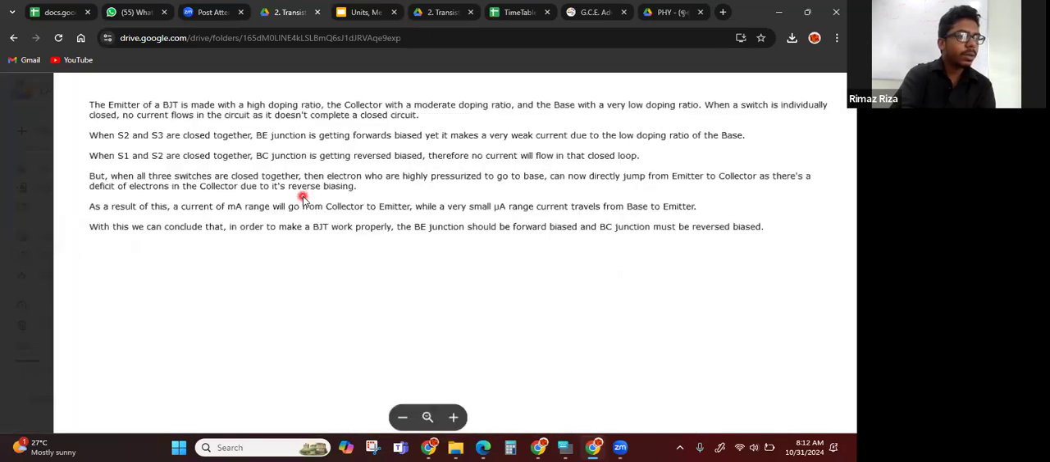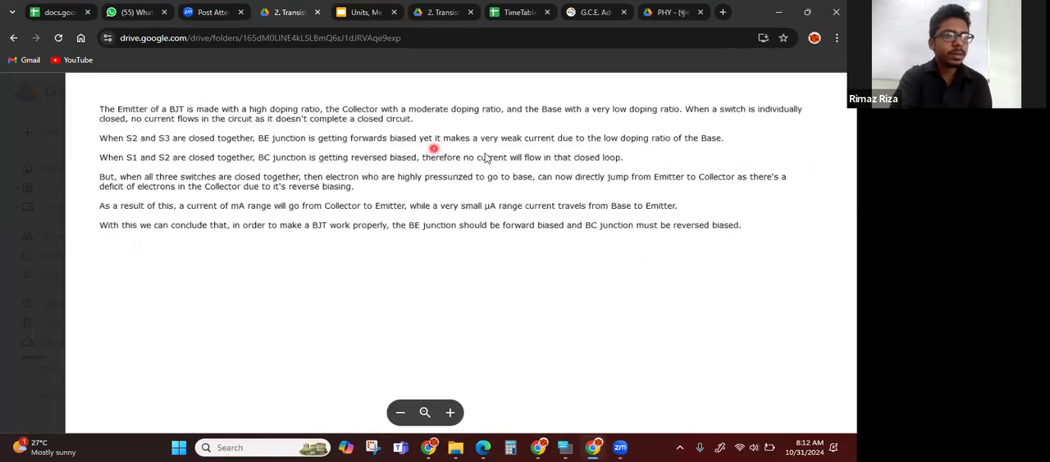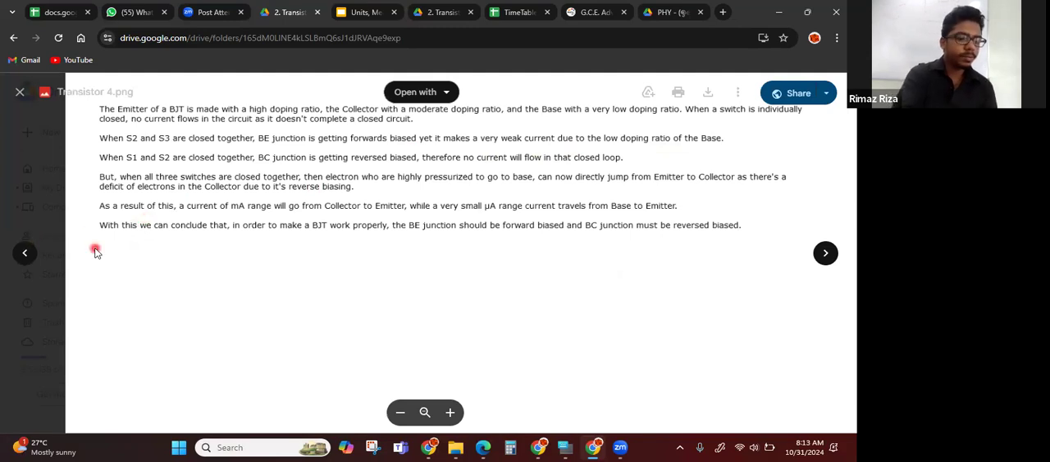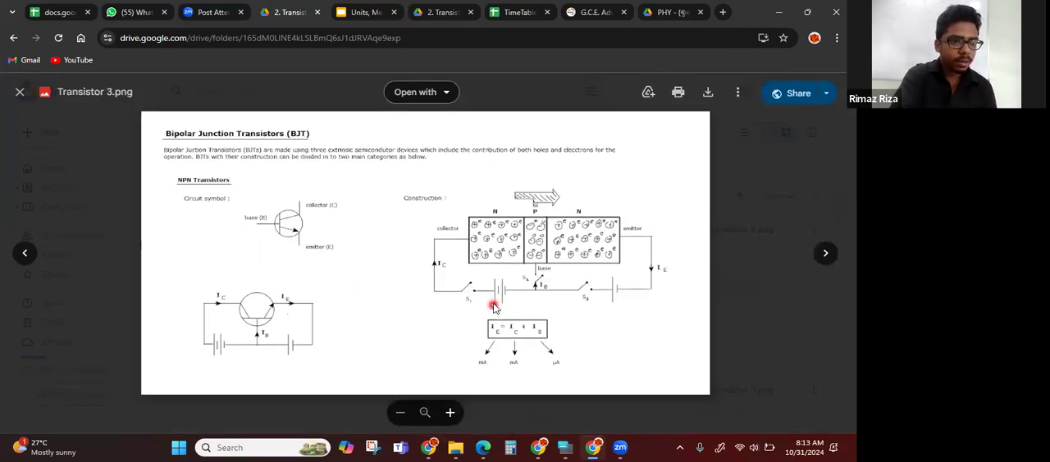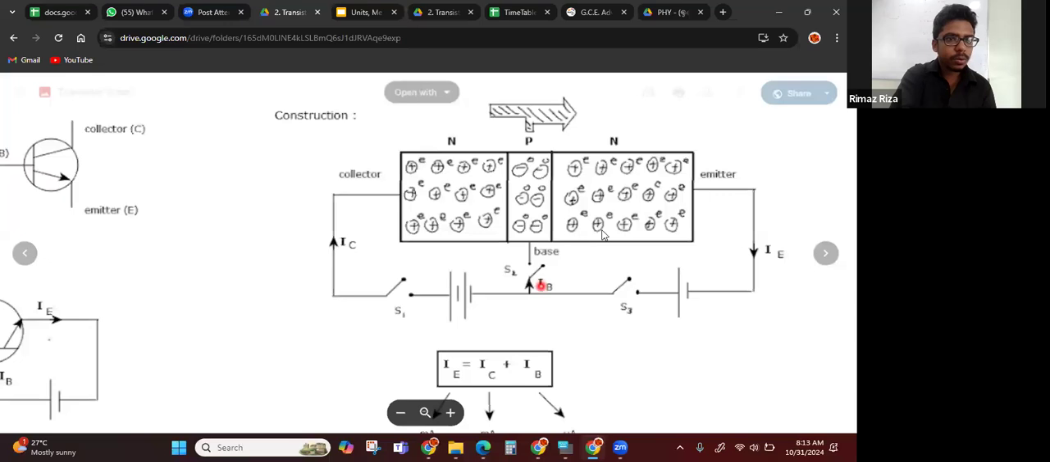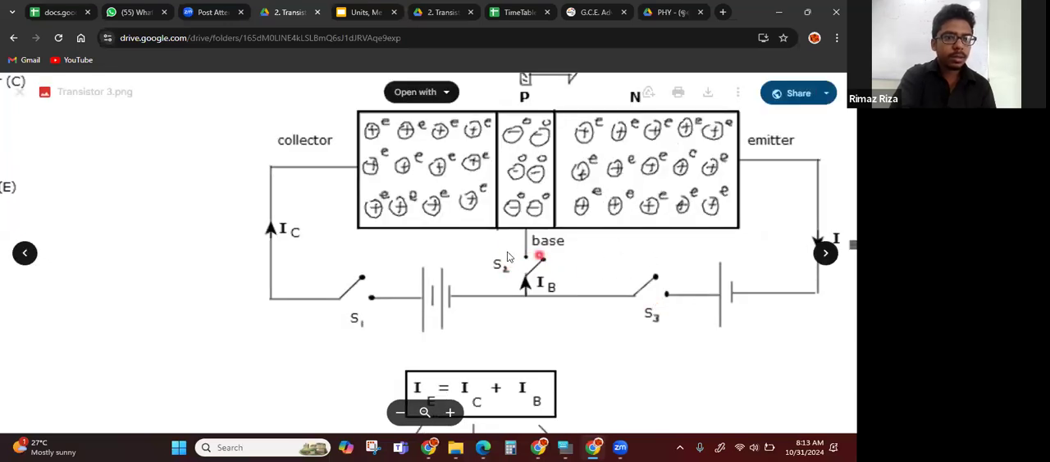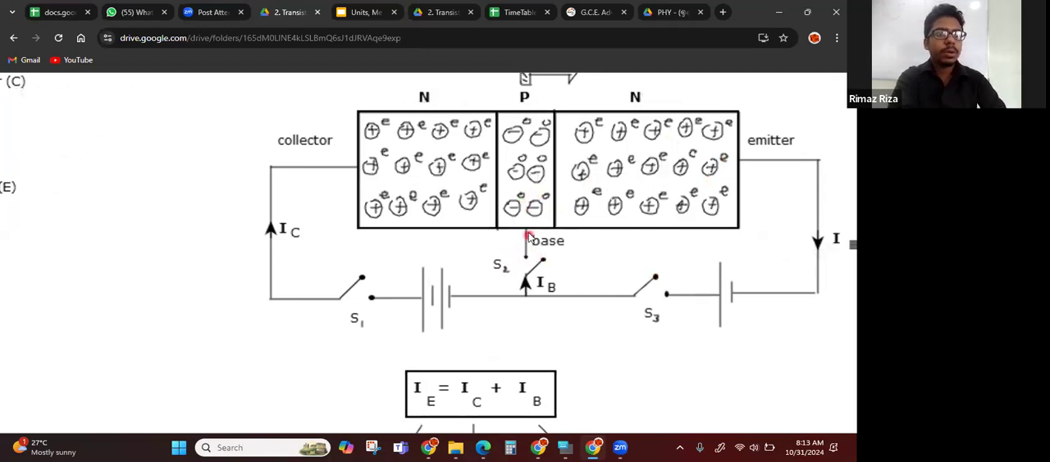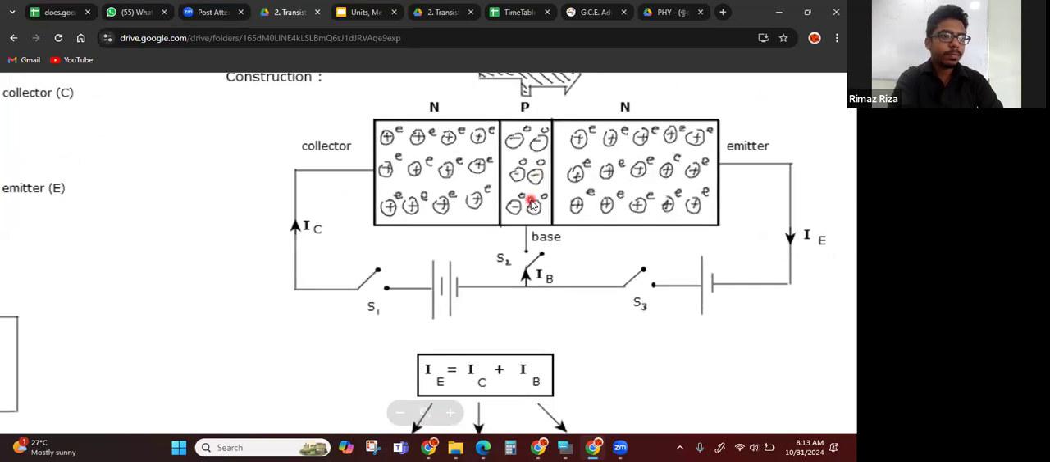When S2 and S3 are close together, the BE junction is getting forward bias, yet it makes a very weak current due to the low doping ratio of the base. So you can see here, if you close S2 and S3, there will be a small current because of the low doping concentration of the base.